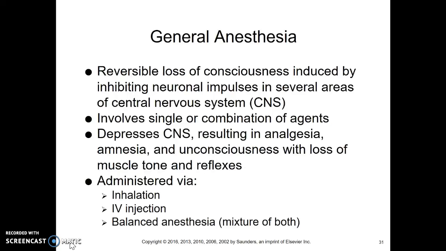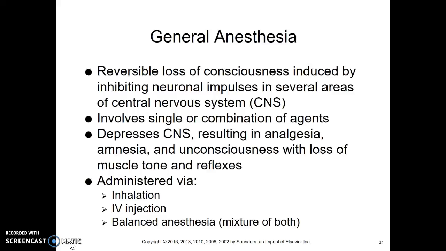General anesthesia is what we think about with major surgical cases. But this is a reversible loss of consciousness that's induced by inhibiting neuronal impulses on several areas of the central nervous system. It can involve a single anesthetic agent or a combination. It depresses the central nervous system.